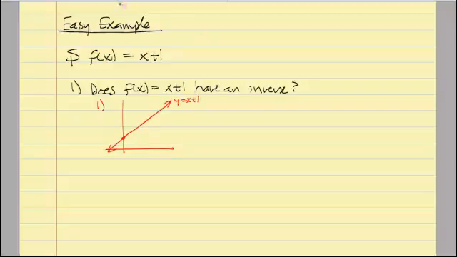Well, it passes the horizontal line test. Therefore, it has an inverse. So that's one way that we could look at this. Another way that we could look at this is using calculus, which of course is cool. So the calculus approach would be to look at this in terms of the derivative.